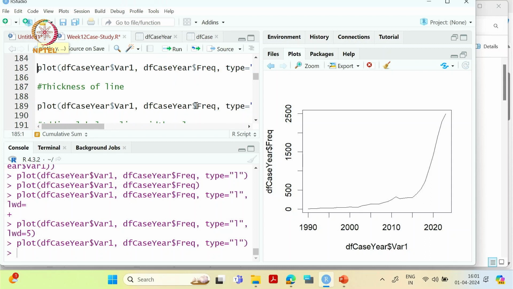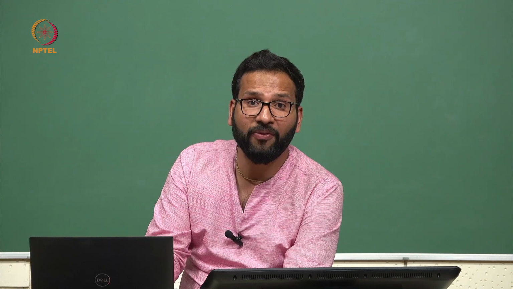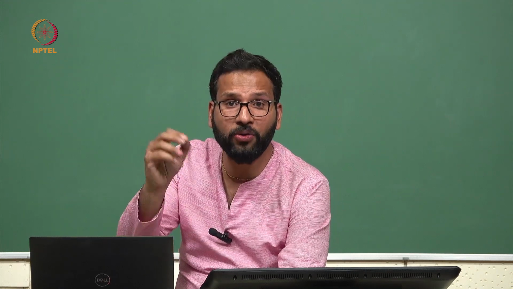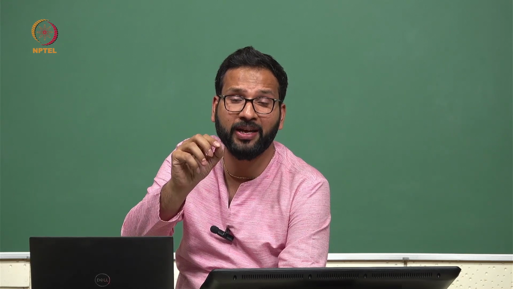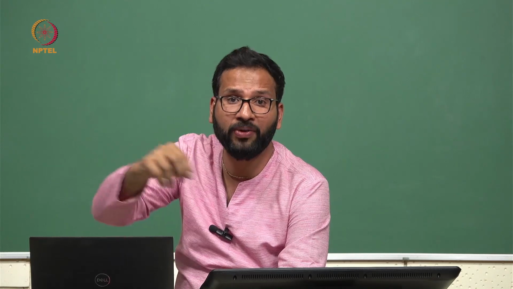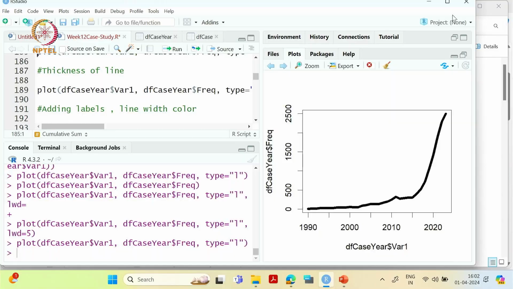Okay, now move to the next part. This is our initial graph. Now we want to add some values to this, so that whenever somebody sees this graph, they can understand what exactly the point is where the value went exponential and what the minimum value was. And also we can add some color.